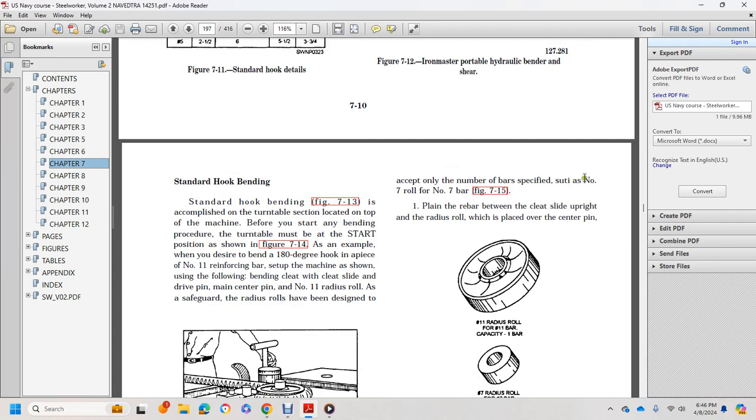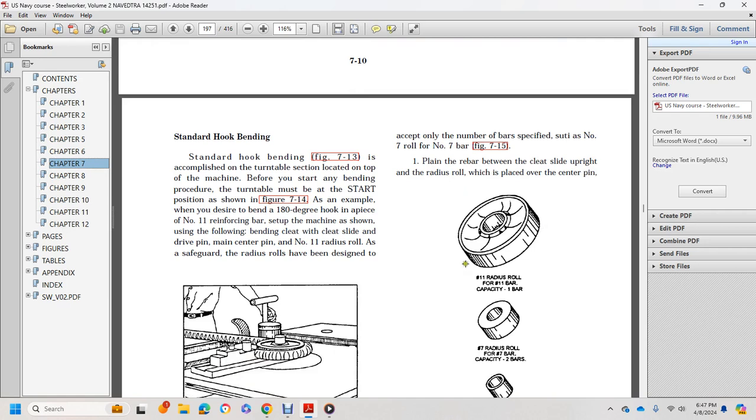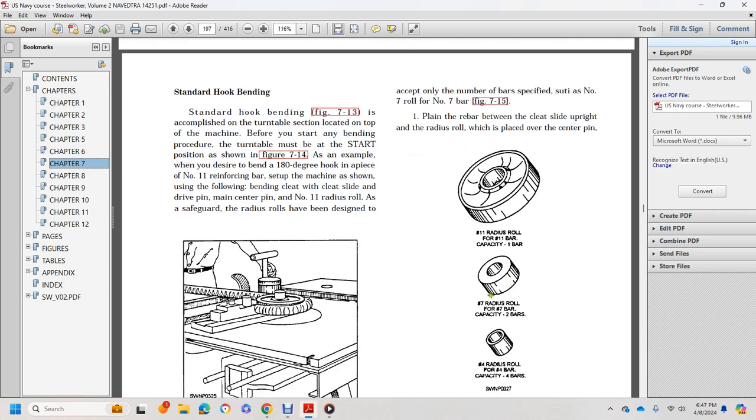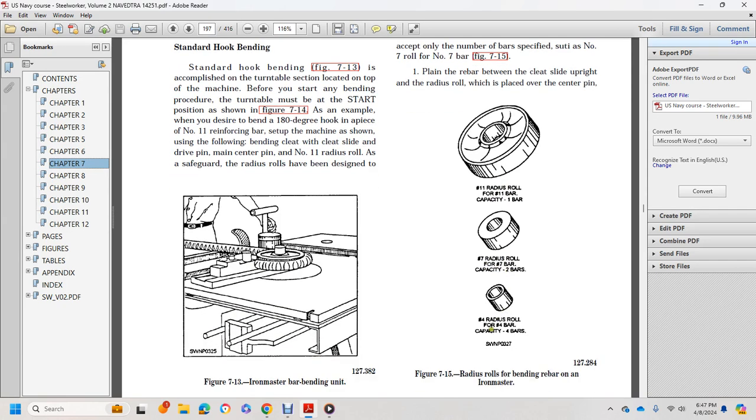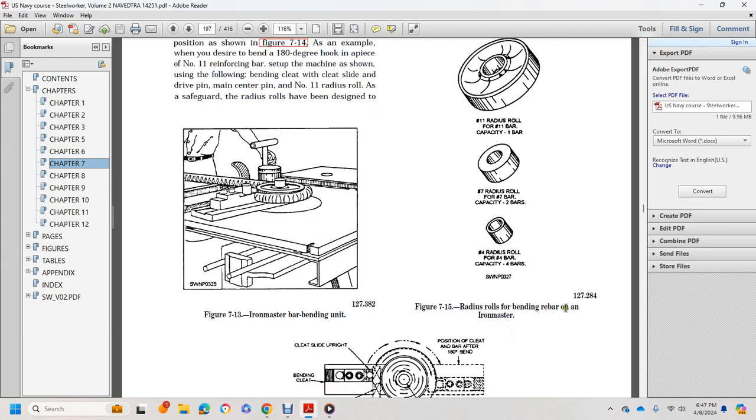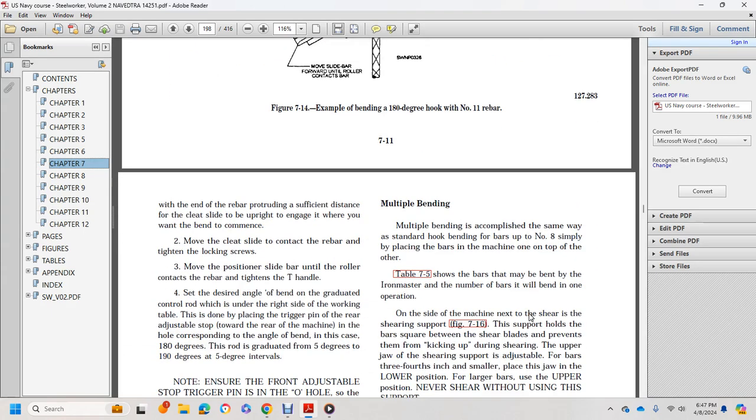Select the radius roll according to the bar number, for example the number 7 roll for a number 7 bar. Figure 715, place the rebar between the clear slide upright, with the radius roll placed over the center pin. You have the number 11 radius roll for number 11 bar capacity at 1 bar, the number 7 radius roll for number 7 bar capacity at 2 bars, and the number 4 radius roll for number 4 bar capacity at 4 bars. Radius roller bending rebar on Iron Master.